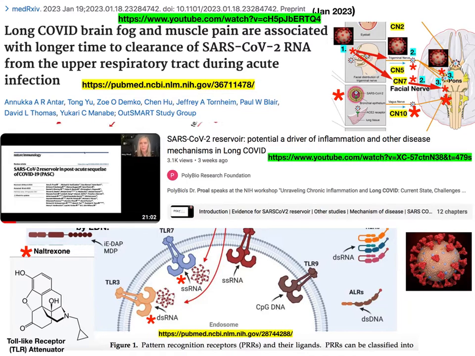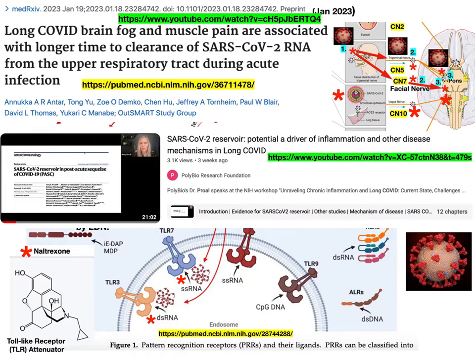And this brings up the issue of reservoirs, and it has taken some time and a great deal of advocacy by long COVID patients and researchers to establish the concept of SARS-CoV-2 reservoirs. These are potential drivers of inflammation and other disease mechanisms in long COVID patients. And I encourage you to view this YouTube by Dr. Amy Proal, and there's an associated Nature Immunology paper which this YouTube refers to.